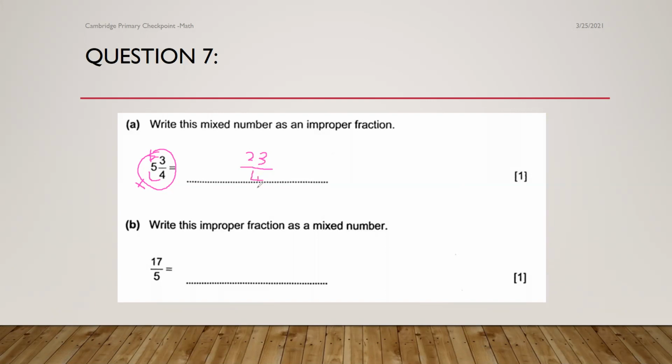I will explain it again. 4 times 5, it's 20. 20 plus 3, it's 23.